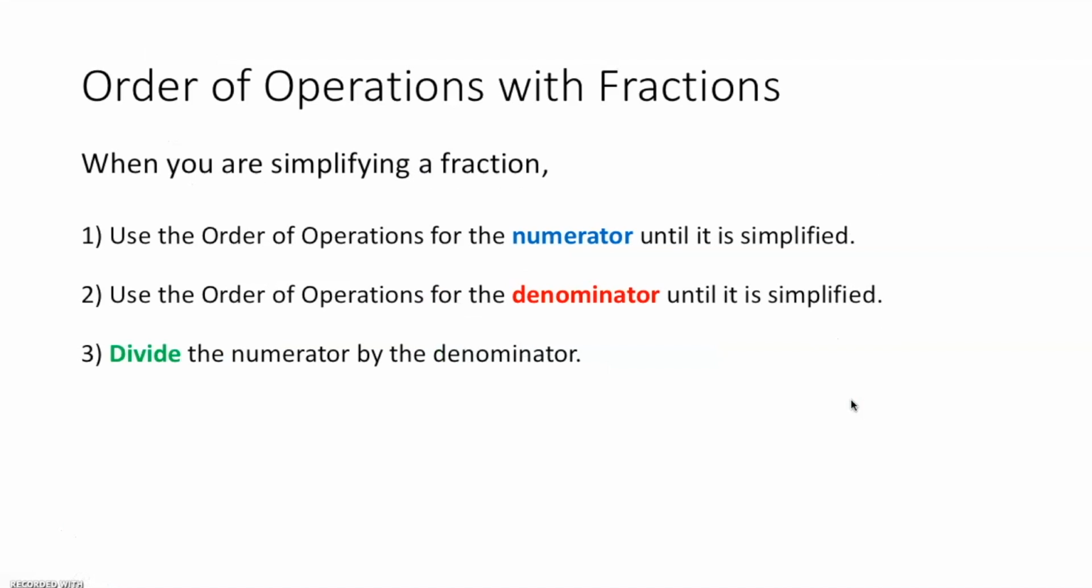Now, order of operations with fractions. Anytime you have something to do in the top and something to do in the bottom, something to do in the numerator and something to simplify in the denominator, you first use the order of operations for the numerator until it's completely simplified. Then you use the order of operations for the denominator until it's completely simplified. In this particular lesson, what should happen is you should get a number in your numerator and a number in your denominator. And when you get those two numbers simplified all the way down, then you divide those two numbers.